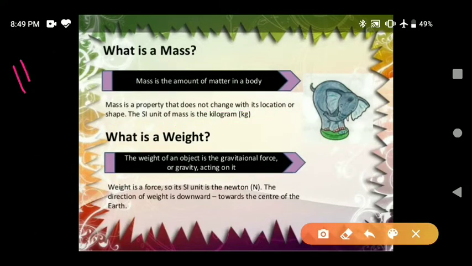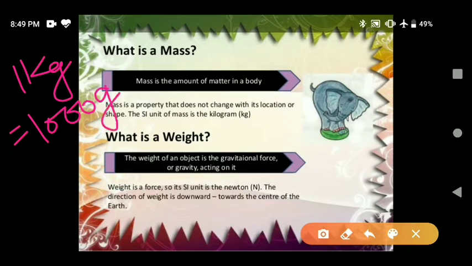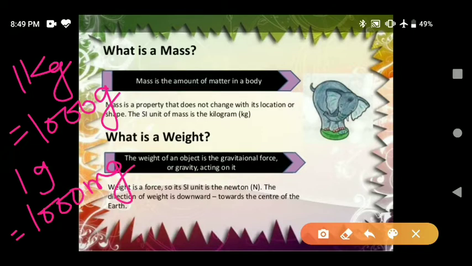1 kg is equal to 1000 gram. This is the first relation. 1 gram is equal to 1000 milligram. So these are the important conversions. First one is 1 kg is equal to 1000 gram, and 1 gram is equal to 1000 milligram.